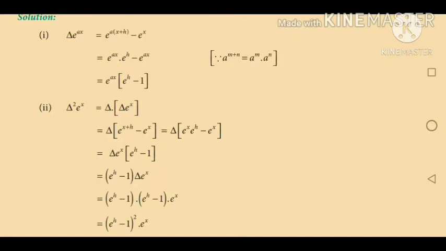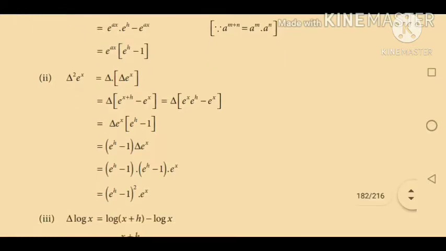Delta e power x into e power h into e power minus e power x, taking e power x as common. Therefore, delta e power x equals e power h minus 1 into e power x. Okay, e power h minus 1 into delta e power x. The value of e power x, already we wrote it as e power h minus 1. Okay, delta e power x equals e power h minus 1 into e power x. We are getting the answer (e power h minus 1) whole square dot e power x.